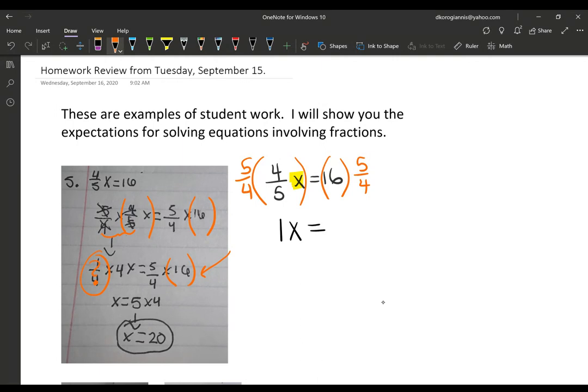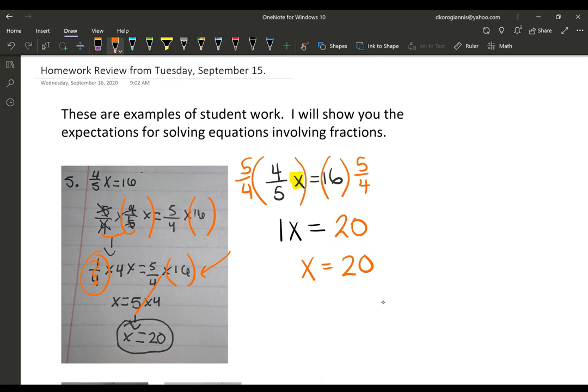So the work really isn't 100% correct from there on forward, but the answer is right. And I do look to make sure that your work is correct and it's not just the answer. I don't care so much about the answer as I do about the work. So 5/4 times 4/5 equals 1x, and then 16 times 5/4 should be 20. Yep, it's 20. So our answer is x is equal to 20.